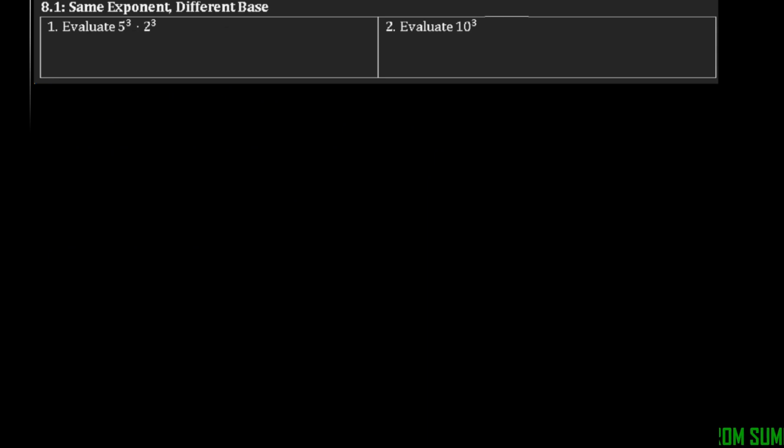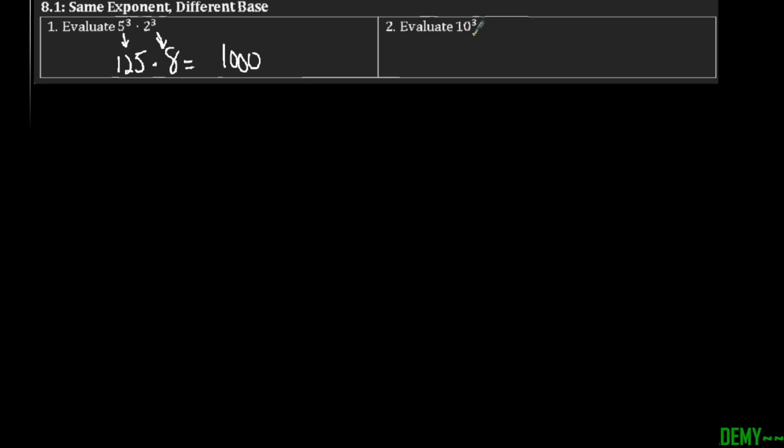What we can do is, for this first one, it says to evaluate 5 to the third power times 2 to the third power. We can find out what each of these are. This is going to be 125, and this is going to be times 2 to the third power, which is 8. And so altogether, I can multiply those two together to equal 1,000.